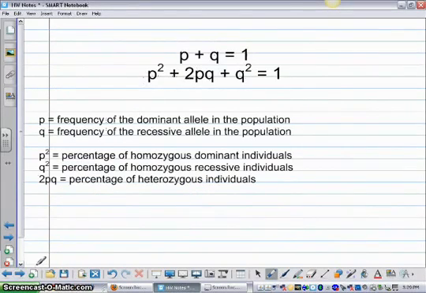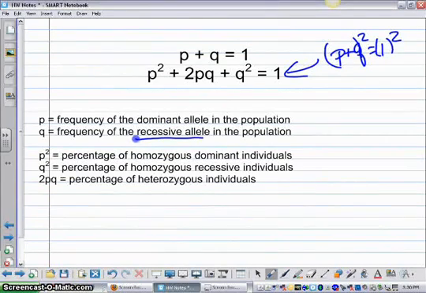So let's do a couple quick examples just as a reminder. p + q = 1. And remember, if I square p + q = 1 and I square the whole thing, then I would get this equation right here, where p is the dominant allele and q is the recessive allele's frequency. This is important, the recessive allele frequency. Also, q squared is the number of recessive individuals. And these are both frequencies.